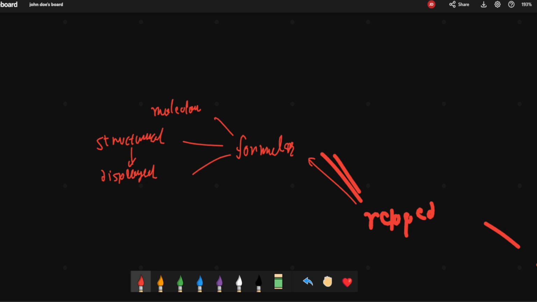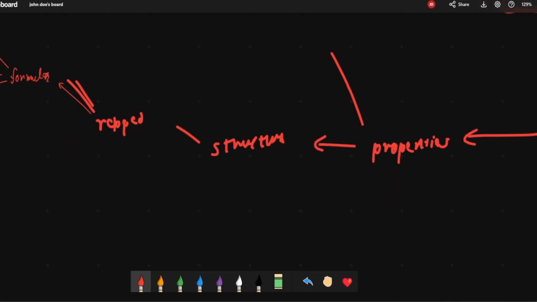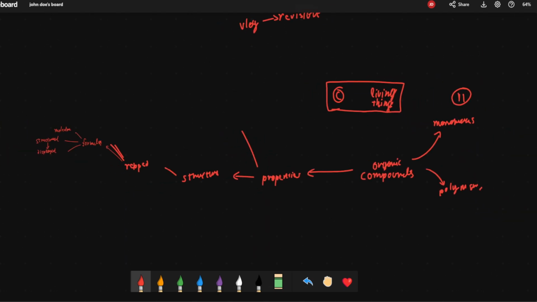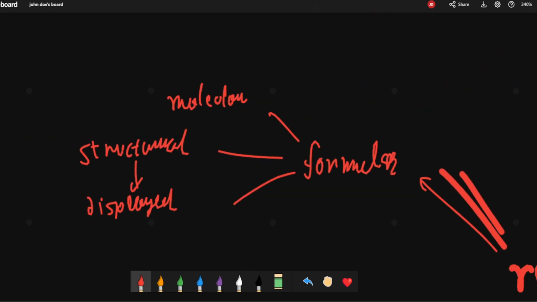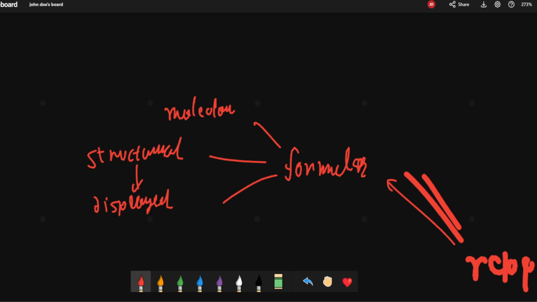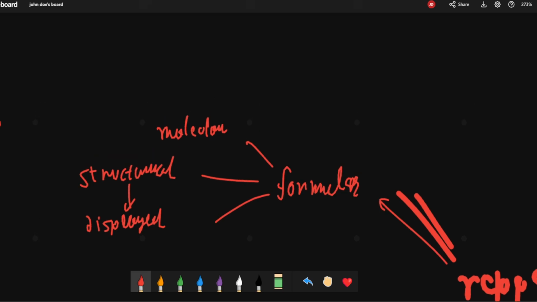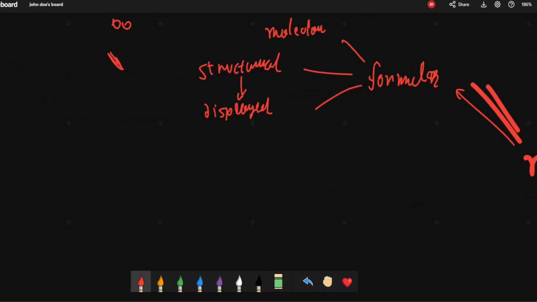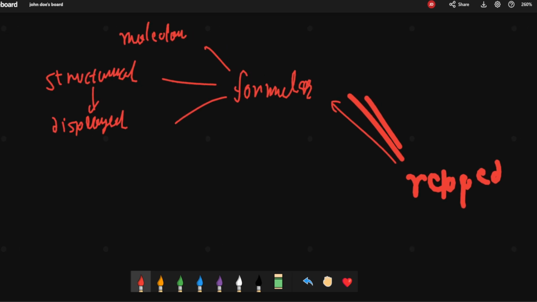Now, the differences and similarities between all of these, and the importance of each, is that the structural and displayed formulas are going to show us the bonds, at least the important ones, and the atoms more clearly than the molecular formula, which we're going to get into. Now, this is the molecular formula, whatever, right?